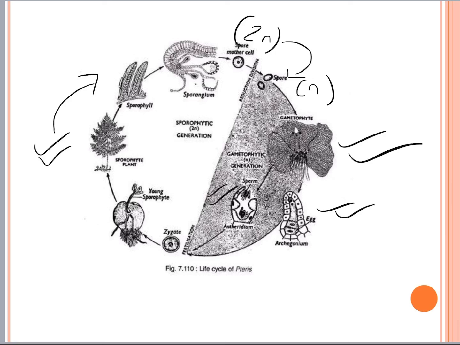When these mature, they form the ciliated antherozoids and an egg cell, and these two fertilize to form the zygote, which is again a diploid structure. This zygote develops to form the young sporophyte, and gradually the gametophyte disintegrates, and from the young sporophyte again a sporophytic plant is formed. So, this is the life cycle of Pteris species.